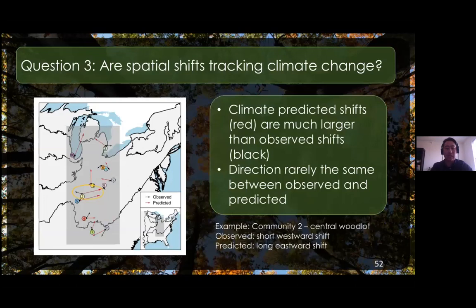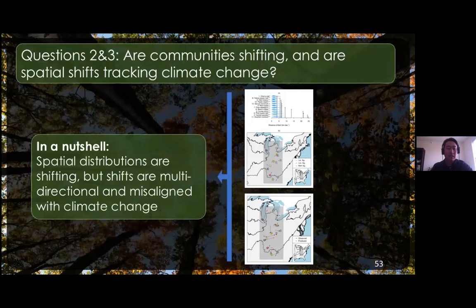So just to summarize, the spatial distributions of these communities are shifting further than we'd expect by random chance, but these shifts are multi-directional and are not really lining up with where climate change is telling them to go.